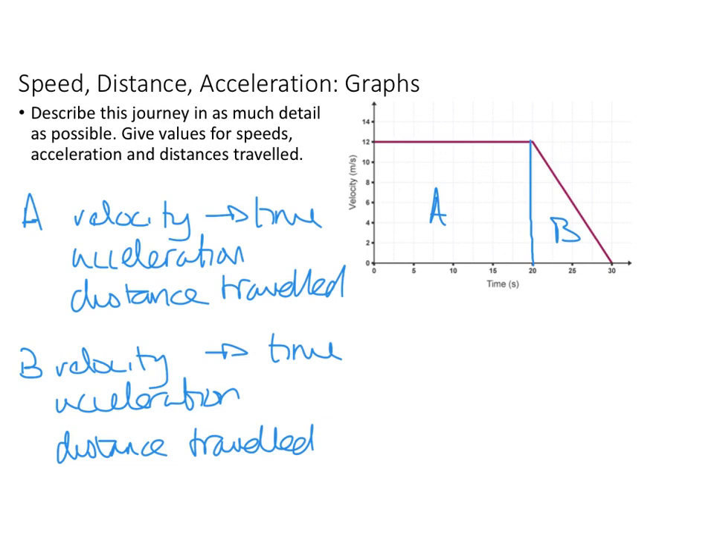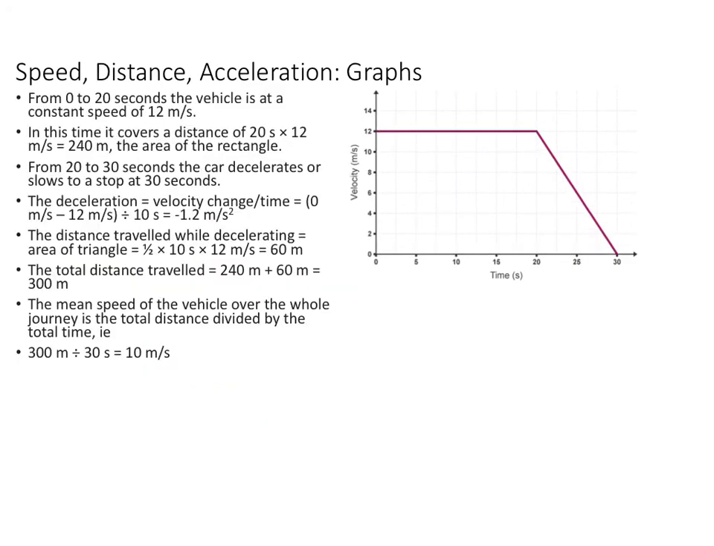Then I can talk about the total area, so 240 for section A and 60 for section B. That's going to give us a total of 300 meters. Just to prove to you that that's correct, we should have the same answer there. They've gone on to calculate the average speed, or the mean speed.